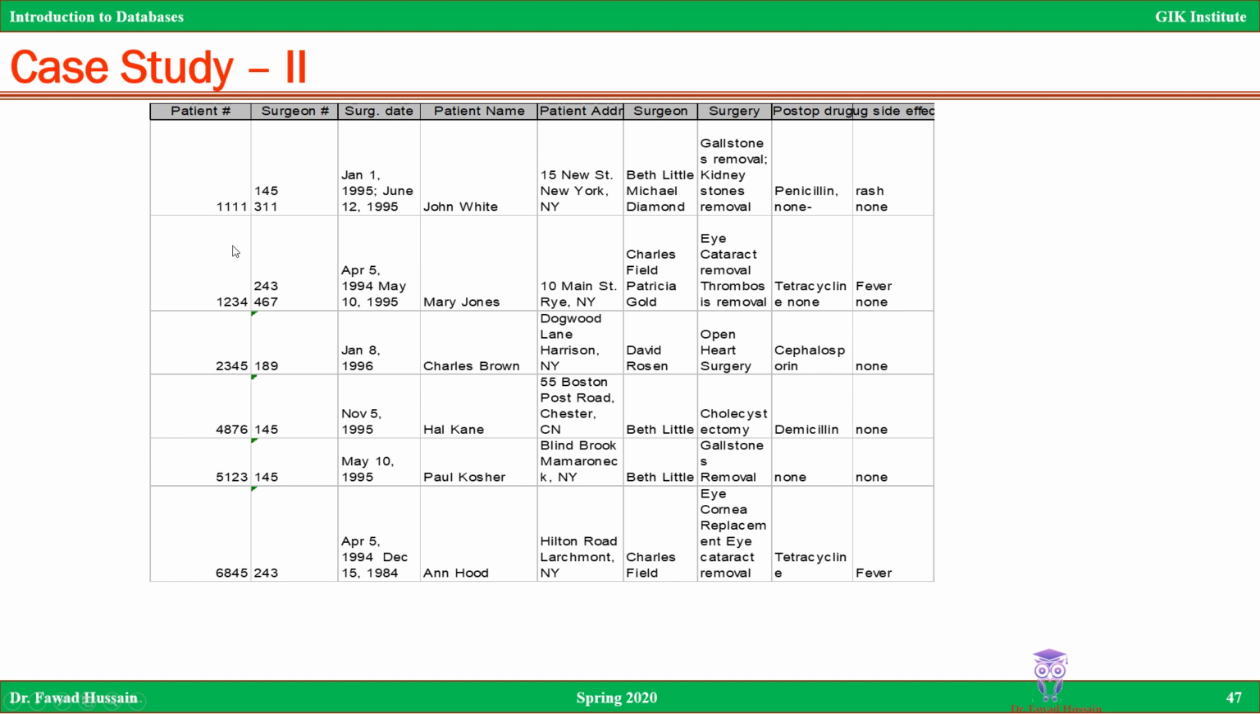As we can see here, there are different dates, there are different surgeons, there are different surgeries, different medicine, and different side effects. So definitely this is not in the first normal form. This is an unnormalized form.